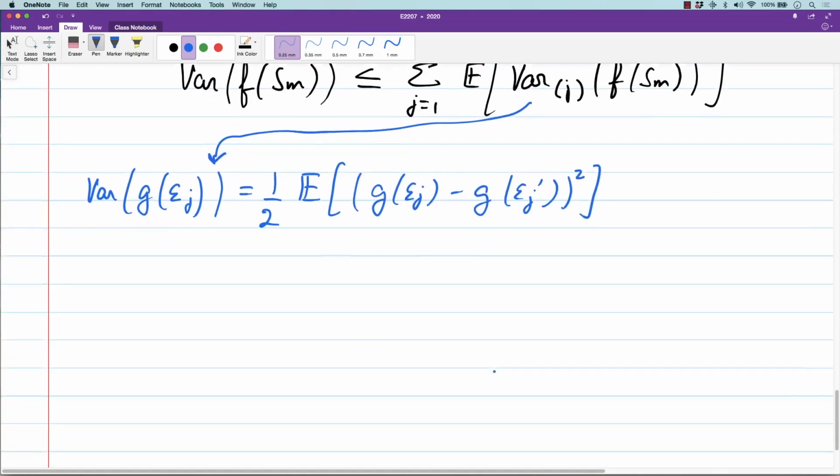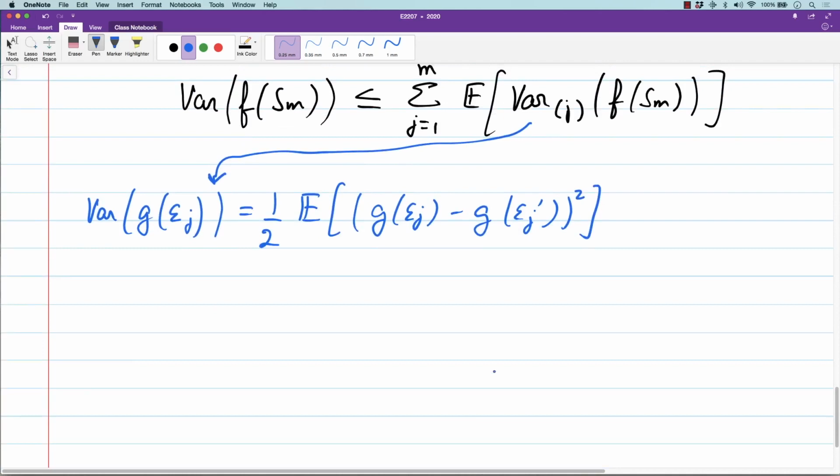When we do it this way, this is the independent copy. Now if these two independent signs are equal, which happens with probability half, so both can be 1 or both can be minus 1, in this case this will be 0. Only when they are different will this be something. The probability that they are different is half, and there's no expectation here, so this is just g of 1 minus g of minus 1, whole square.